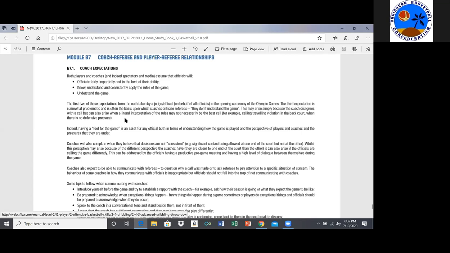Having said that, just remember too that referees did not write this part of the manual. It was coaches, the World Association of Basketball Coaches. They produce this basketball knowledge manual for us, as officials. And so what you're seeing here is what they wrote, what they're thinking of us. So having said that, I will just go right into coach, referee, and player-referee relationships.